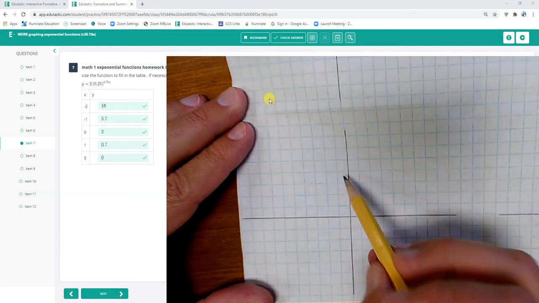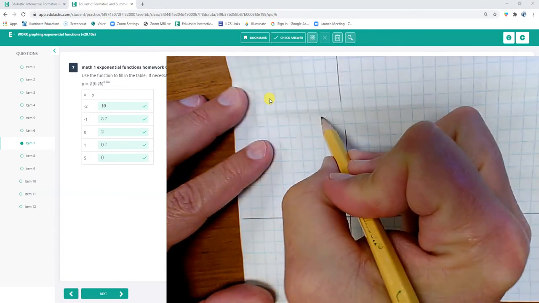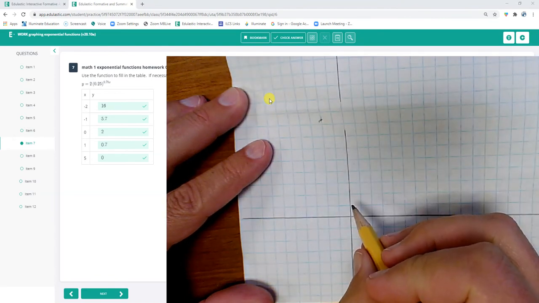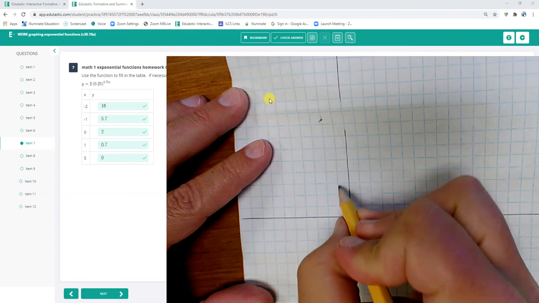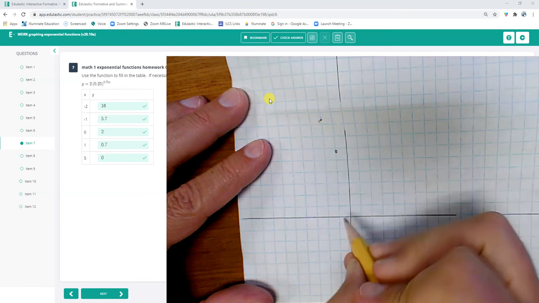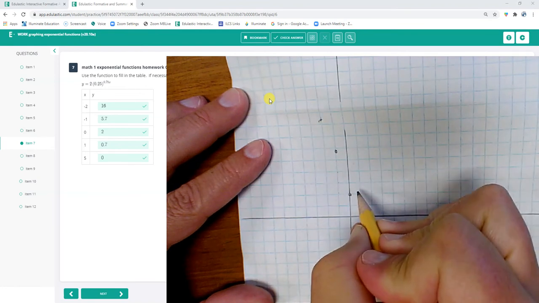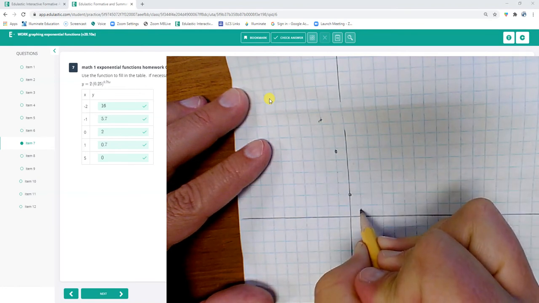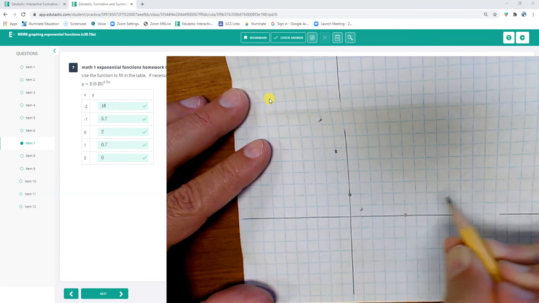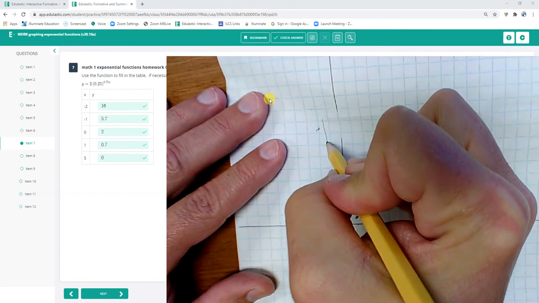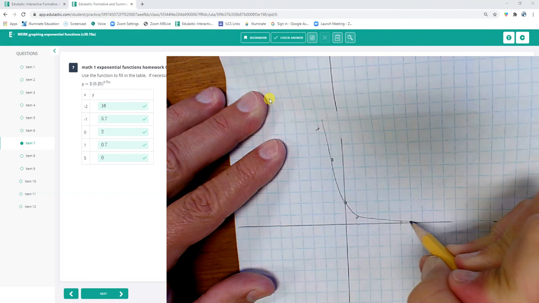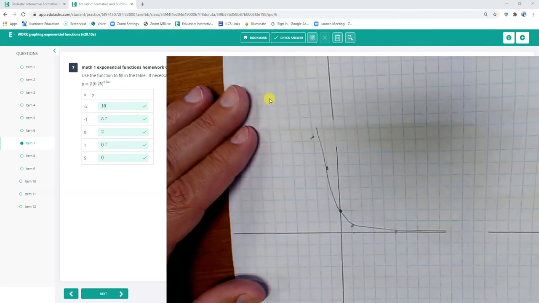All right, at -2, I'm way the heck up here at 16. So that point really doesn't even exist. At -1, I'm at 5.7. 1, 2, 3, 4, 5.7. At 0, I'm at 2. At 1, I'm at 0.7. And at 5, 1, 2, 3, 4, 5, I'm at 0. So this guy's coming down like this. Something like that.